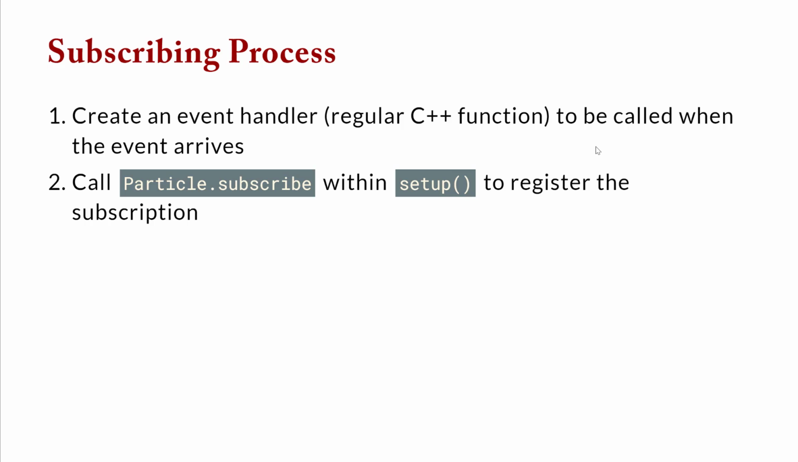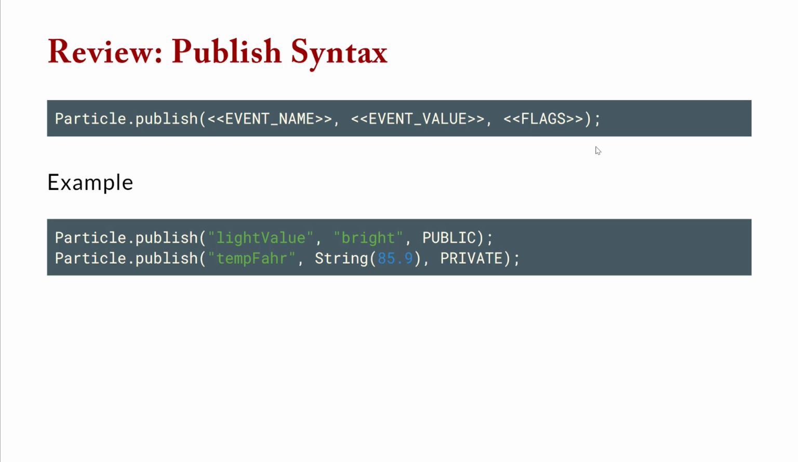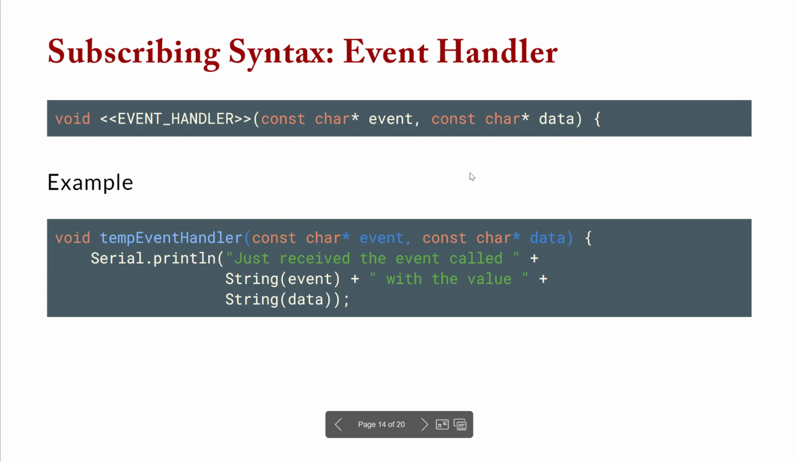Now, the event handler is just a C++ function. It is a regular old function like any other function. It has special parameters, but basically it's a function. So, looking at the syntax again for publishing, because they're kind of related, we see that, again, there's an event name and an event value, and they both have to be strings.